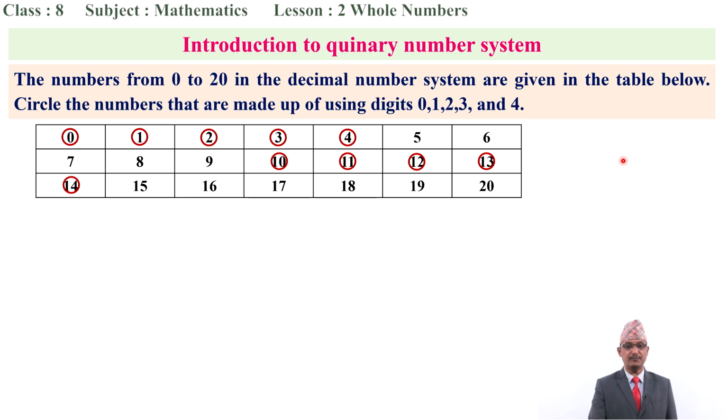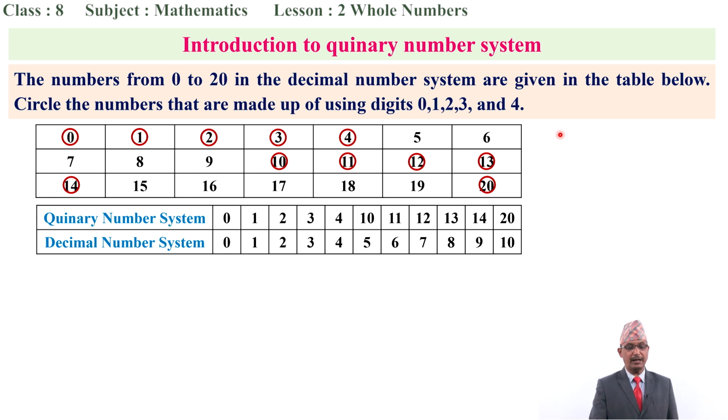Can we circle 15? No. Why can we not circle 15? Because we have to circle the numbers that are made up of using 0, 1, 2, 3 and 4. But in 15, we have 1 and 5, so we cannot circle it. Now what will be the next number? Can you guess? Yes, 20. So these are the numbers which are made up of using 0, 1, 2, 3 and 4.